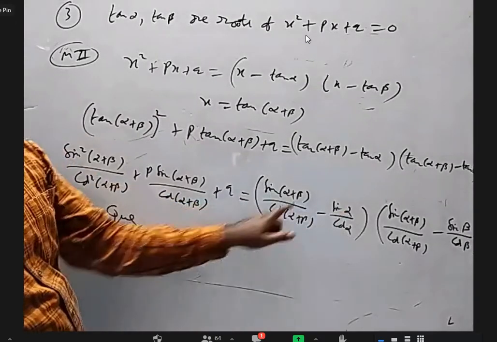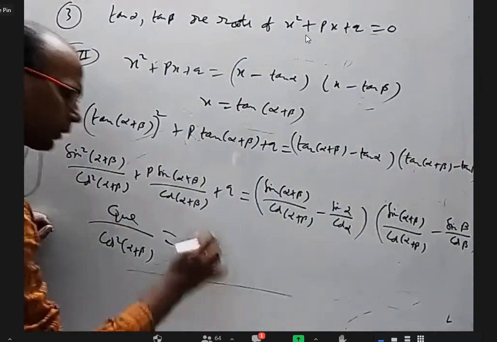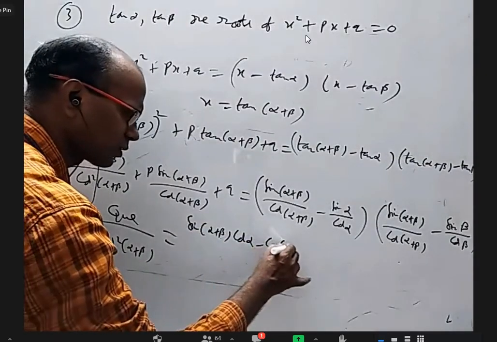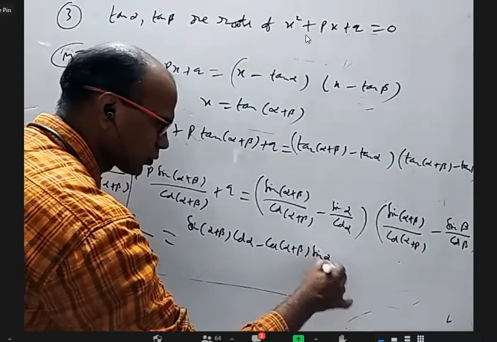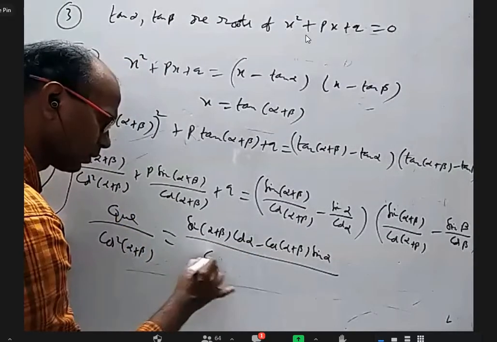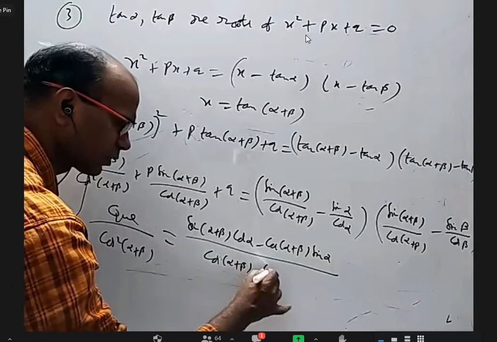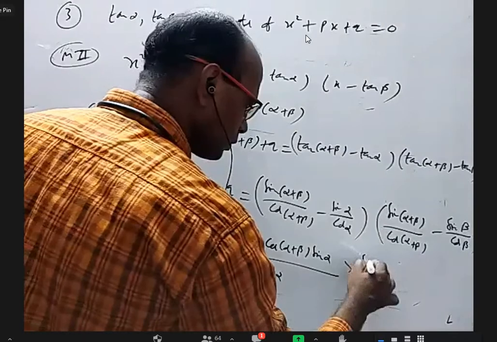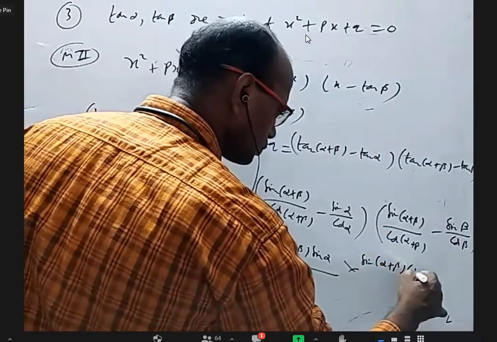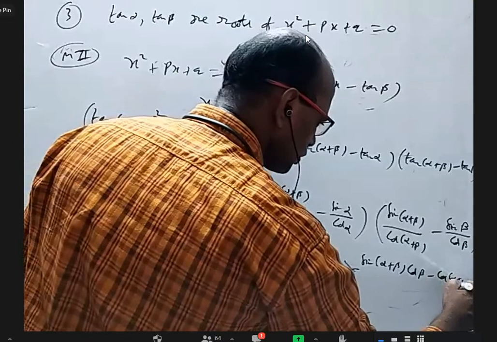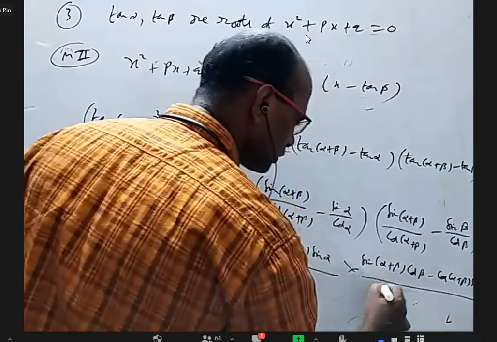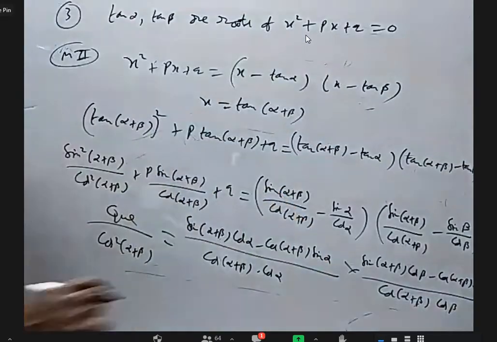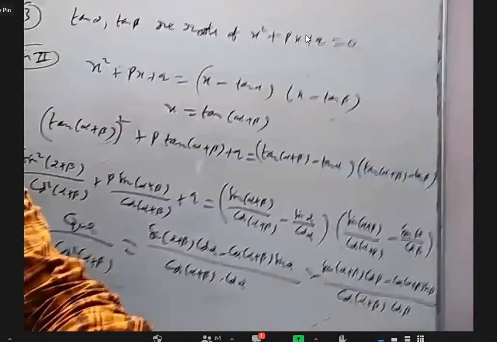Here if I do cross multiplication, sin A cos B minus cos A sin B, I will get sin(α+β) cos α minus cos(α+β) sin α by the product of these two, which is cos(α+β) into cos α. Similarly here also, sin(α+β) cos β minus cos(α+β) sin β by cos(α+β) into cos β.